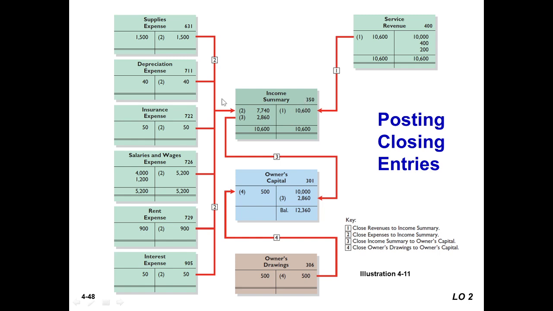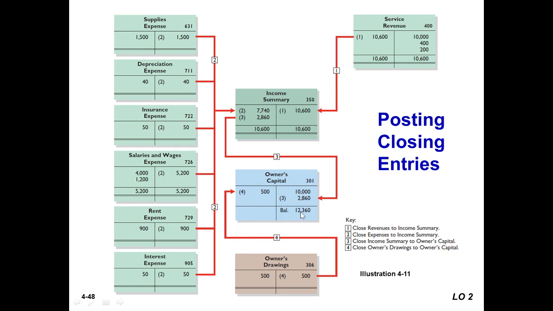Okay, please look here. This is the arrow sign, and 1, 2, 3, 4, 5, 6. This is expenses closed to income summary, and the revenue, 10,600, is closed to income summary. Now close income summary to owner's capital. This is the balancing figure. This is our revenue, this is expenses, so this is the income. And close owner's drawing to owner's capital.